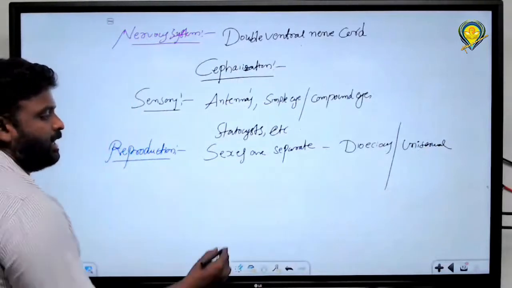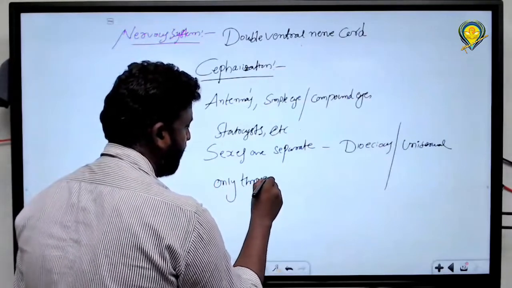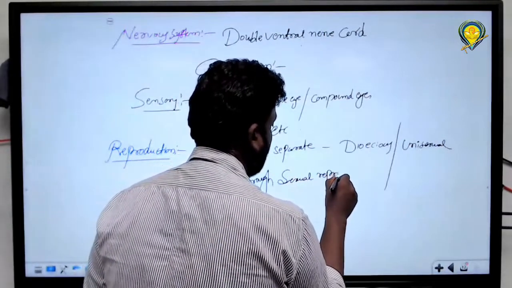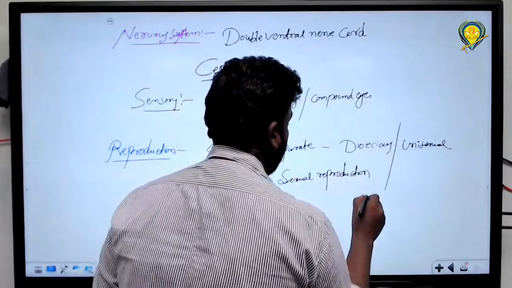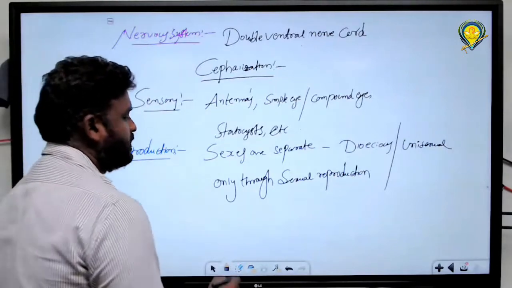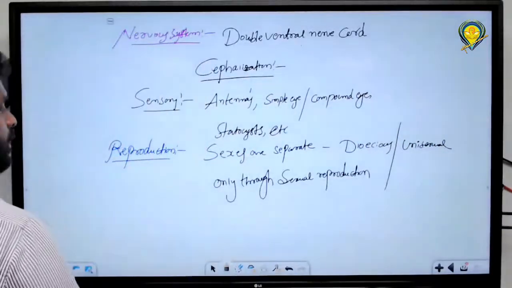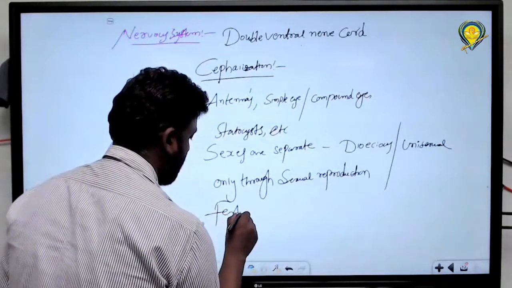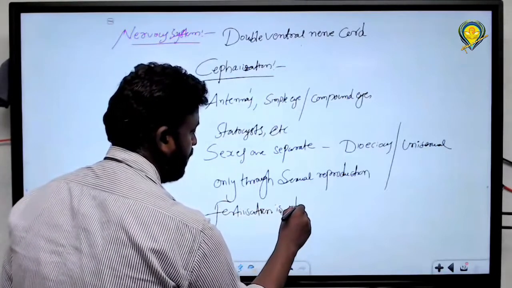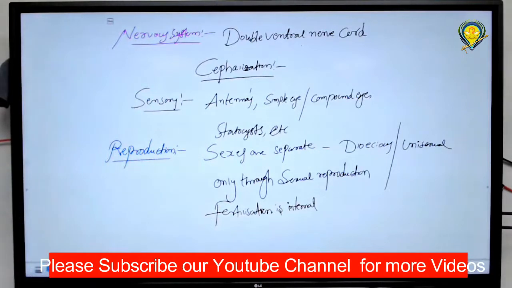Very good. And reproduction takes place only through sexual reproduction. Only through sexual reproduction. Very good, right? Next one, by the releasing of gametes. Next one. What about the fertilization? Fertilization is what? Internal or external? Internal fertilization. Got it?